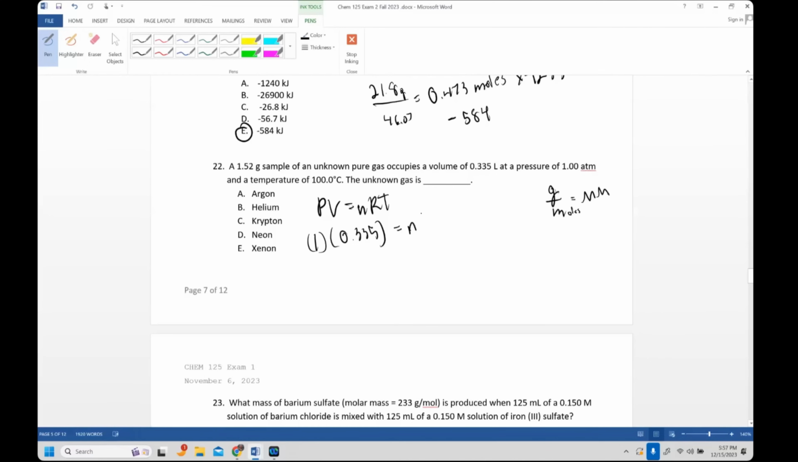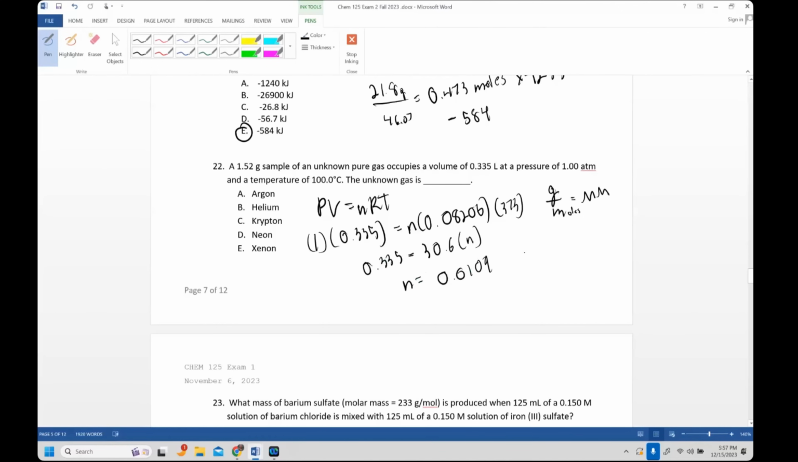So we know this is equal to n times 0.08206 times our temperature in Kelvin. Remember Kelvin, this would be 373 Kelvin. So then we can divide this. 0.08206 times 373 is 30.6, times n equals 0.335. So 0.335 divided by 30.6, that is n equals 0.0109.